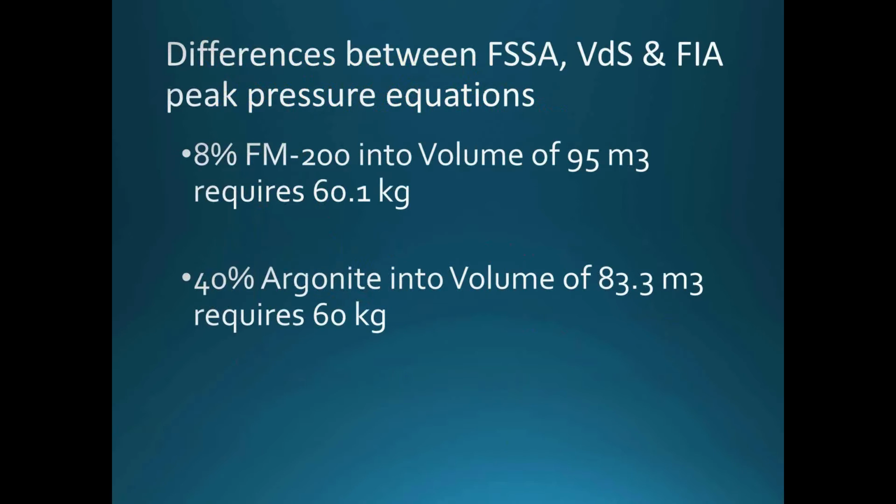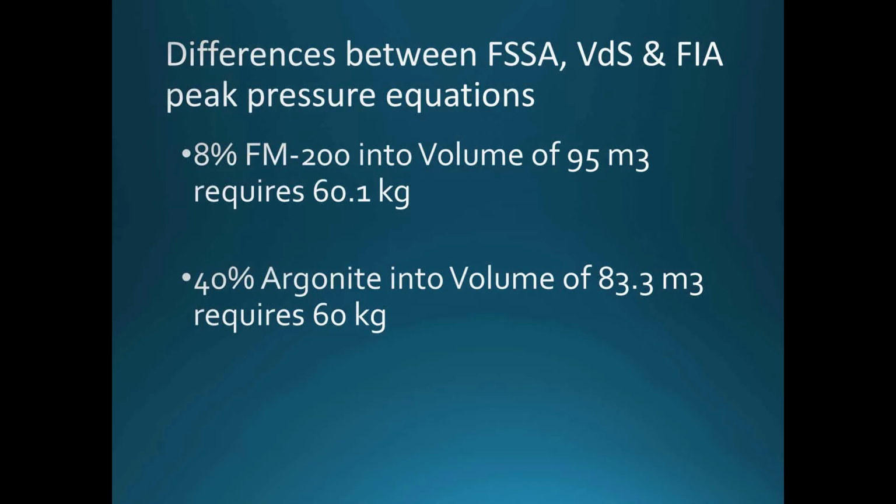So now we're going to take a look at our peak pressure calculator. I've created a couple of examples here. 8% FM200 into a volume of 95 cubic meters requires 60.1 kilograms. Interestingly enough, 40% argonite into a similar volume requires the same mass of agent.